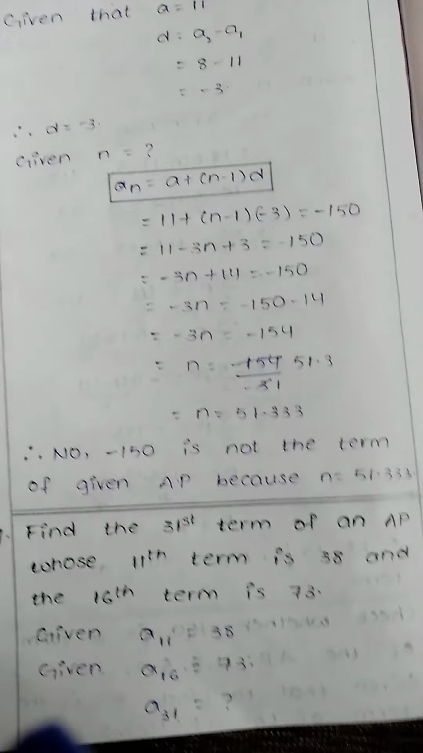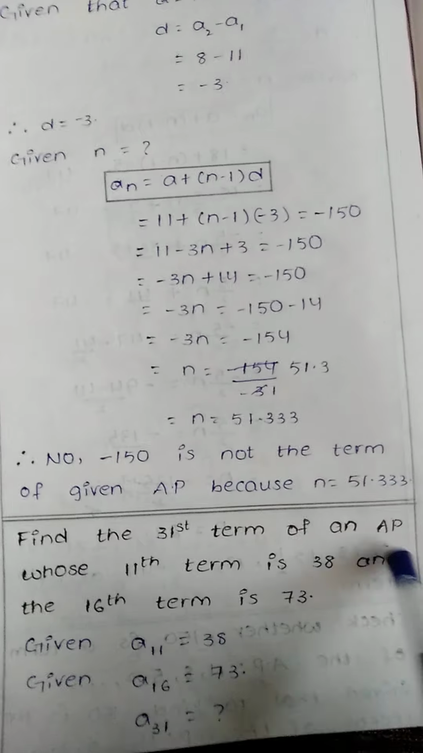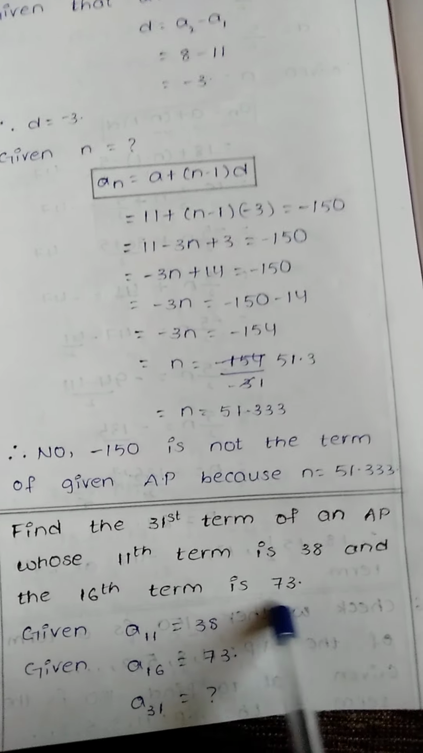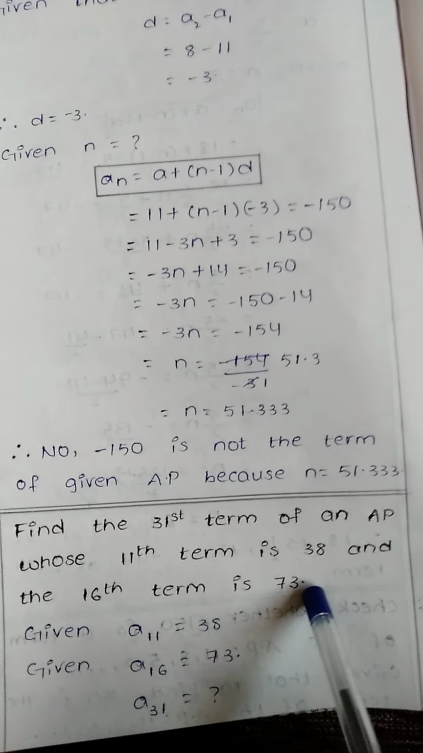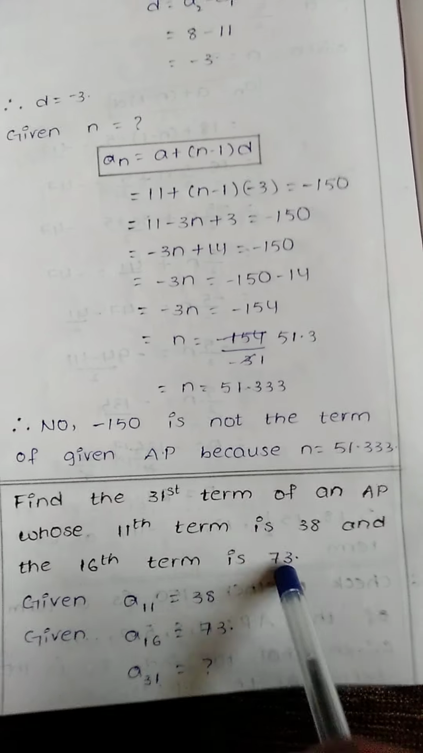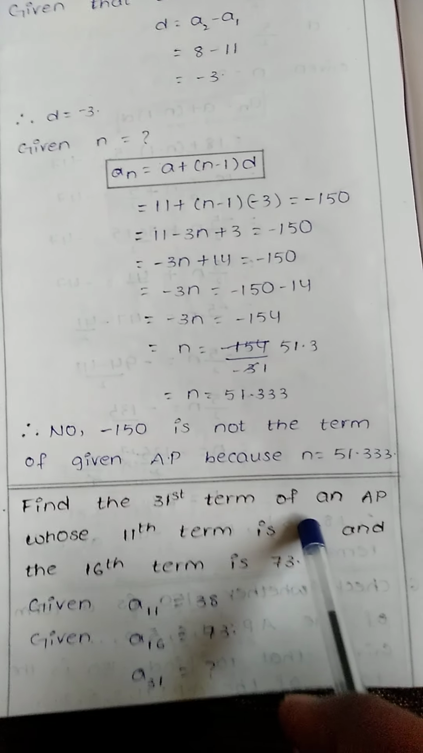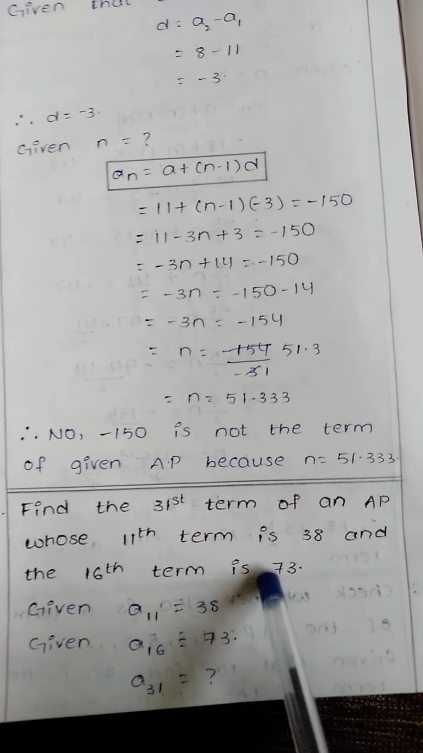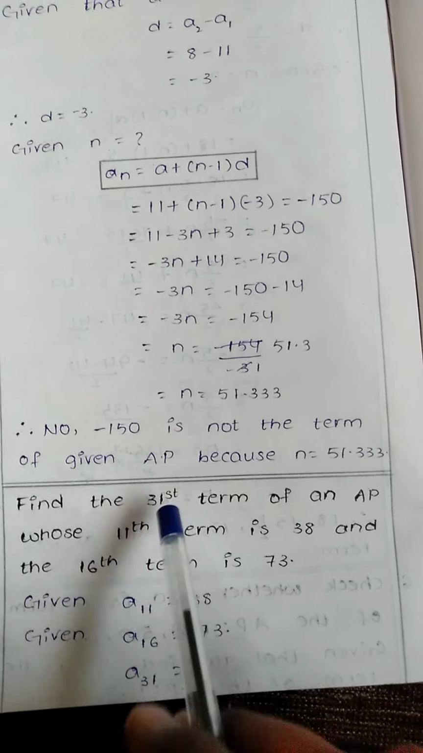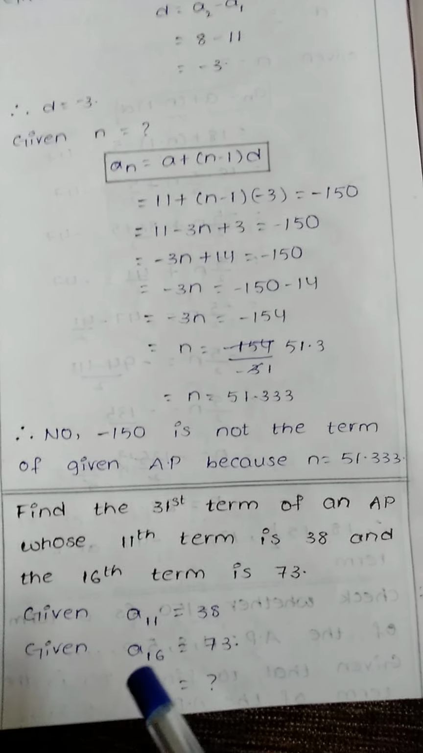Okay, next question. Find the 31st term of the AP whose 11th term is 38 and 16th term is 73. It is also like the elimination method. We will get two equations, then from those equations we can find the value of A and D. Then if we know A, D and n, we can find T31.